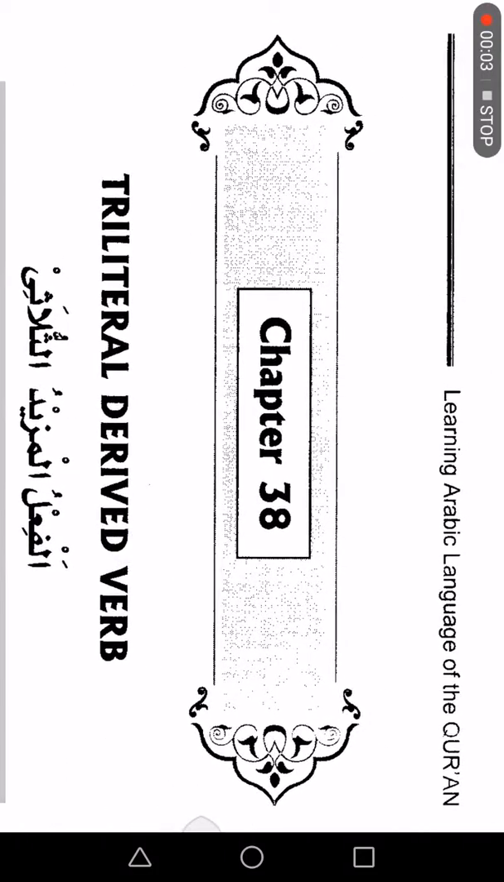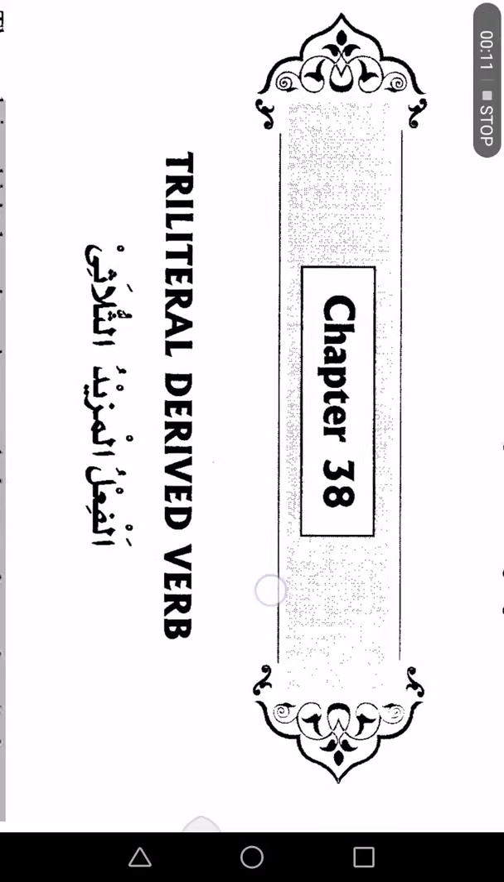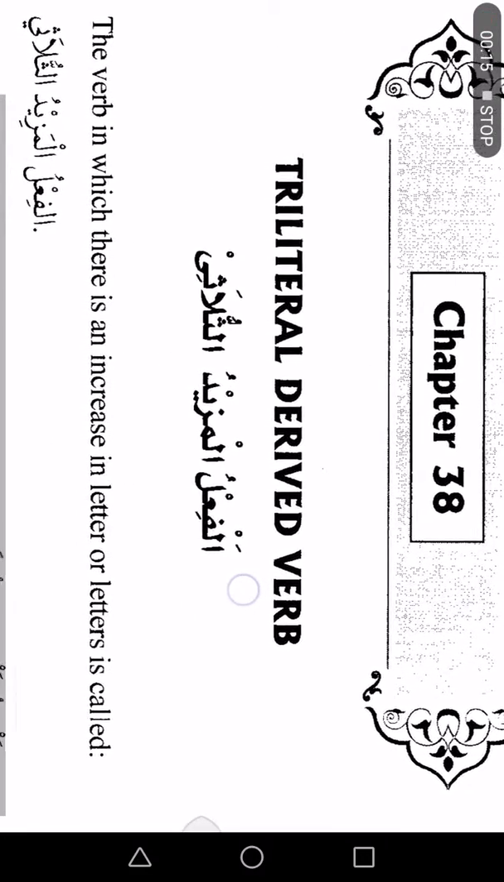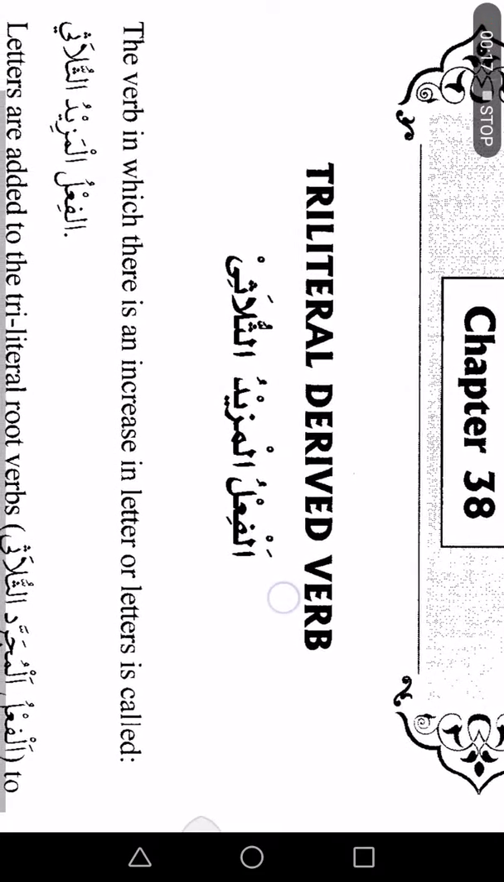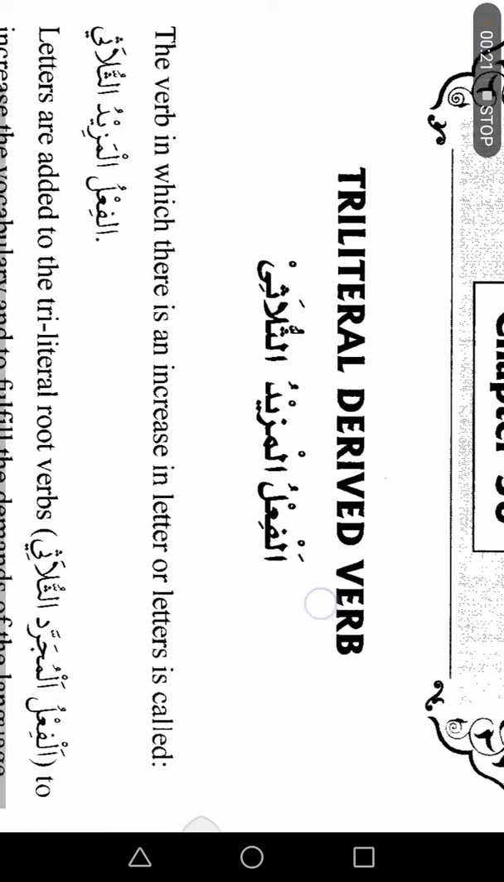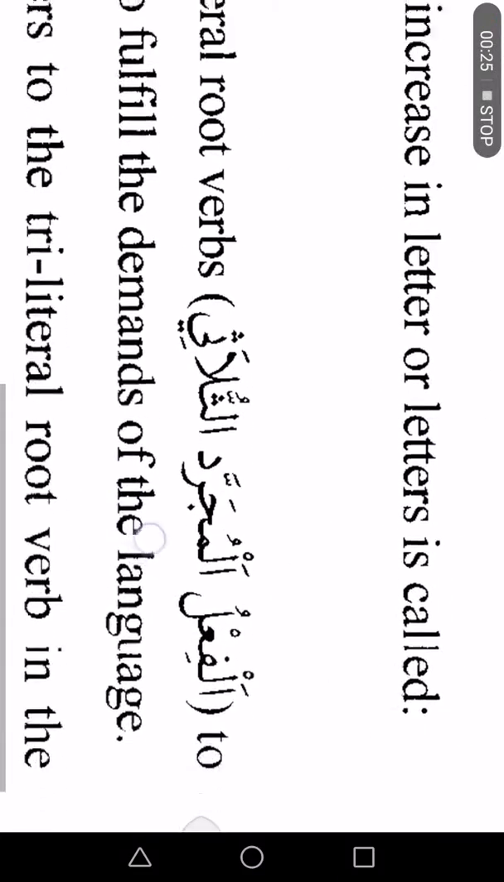We will now be doing verb families. We'll begin with family 2. The book that I've chosen is Learning Arabic Language of the Quran. This is chapter 38 in the book. Why I have chosen this, as you will see when we start family 2, is they have mentioned quite many details on what that verb family means, how is the meaning derived, what all meanings are there in the family.